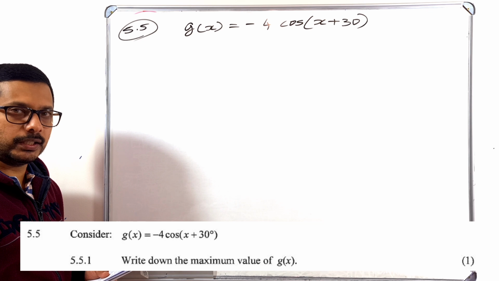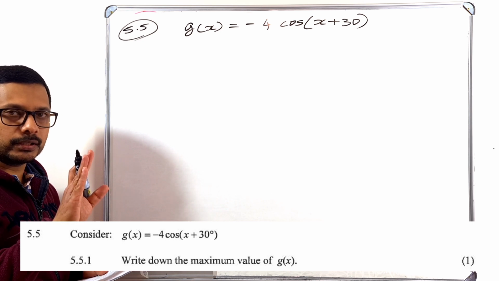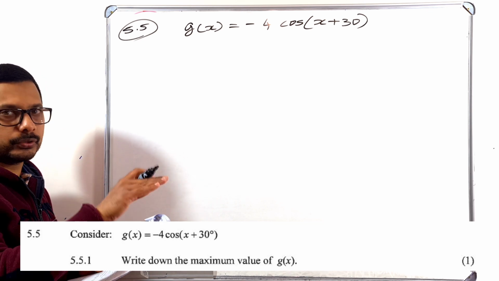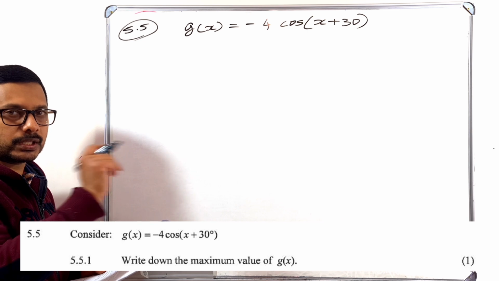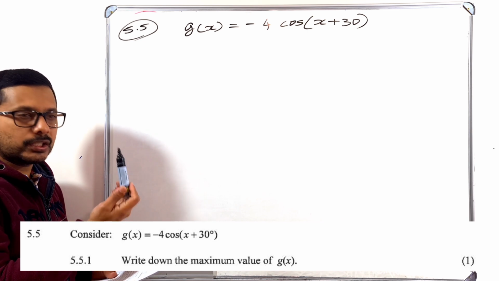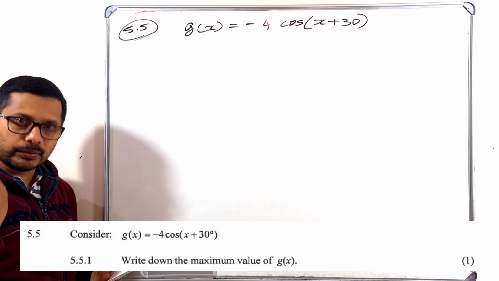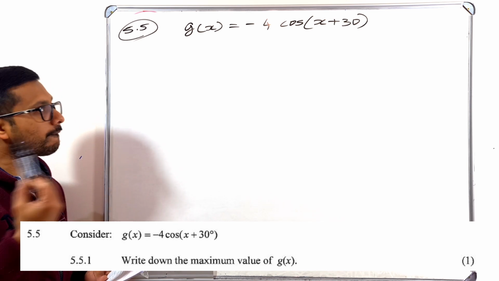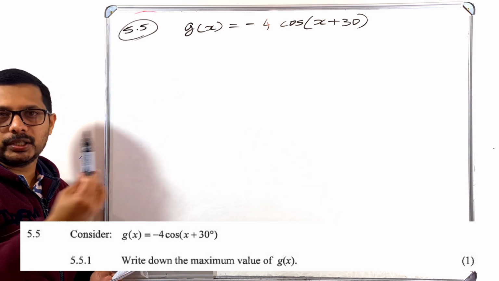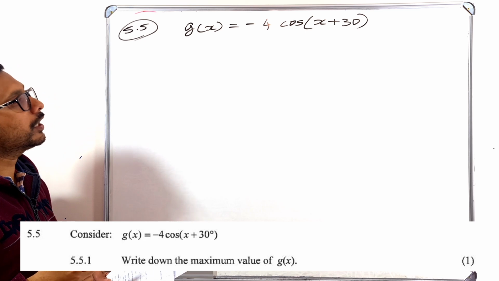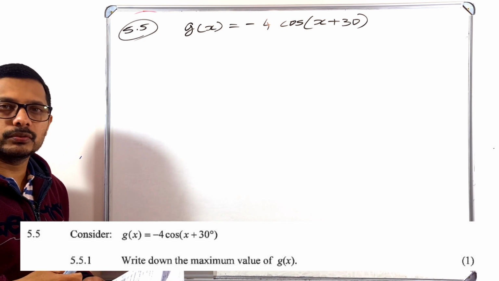X plus 30. X plus 30 means this plus 30 is not shifted to the right. Don't misunderstand that. Plus 30 normally we will think shifted to the right. No, it's not like that. It is 30 units to the left. X plus 30. Okay, that x plus 30 means 30 units to the left. Then what is this minus 4 stands for?